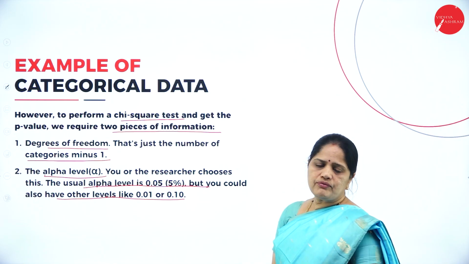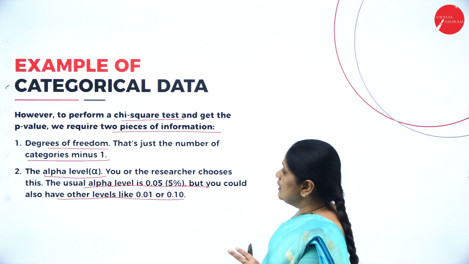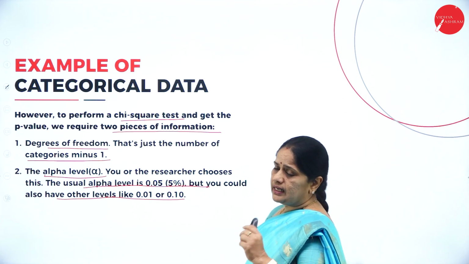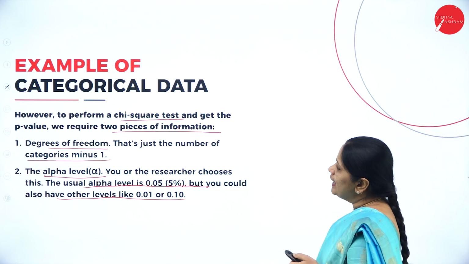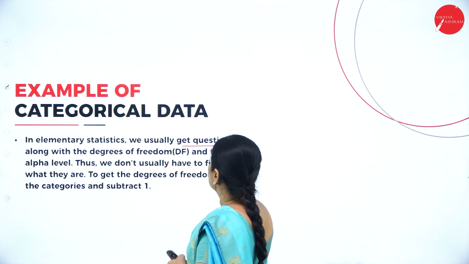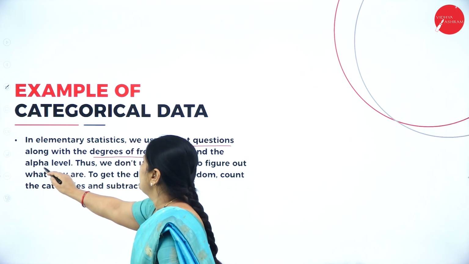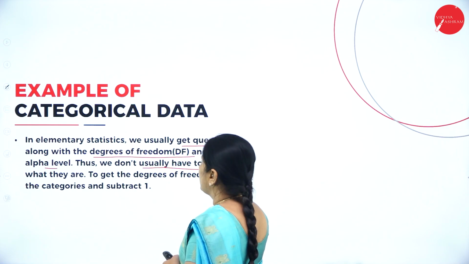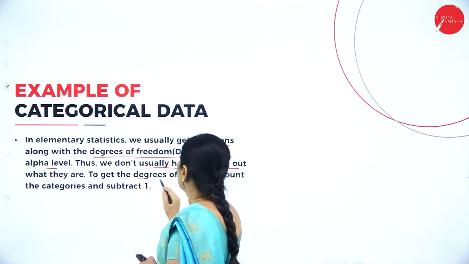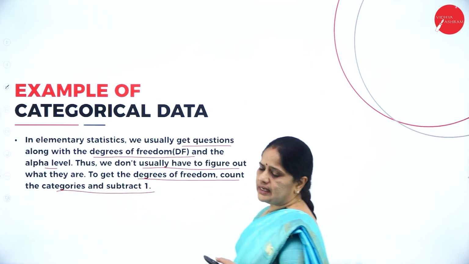So, in order to perform the chi-square test, we need two values. What are they? The first one is the degrees of freedom, the second one is the alpha value. In elementary statistics, we usually get questions along with the degrees of freedom and the alpha level. Thus, we don't usually have to figure out what they are. To get the degrees of freedom, count the categories and subtract 1.